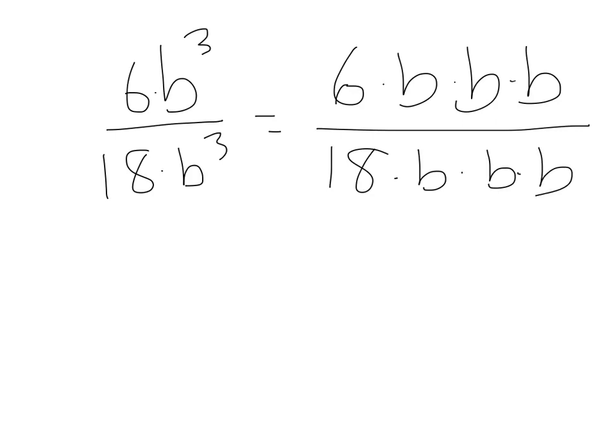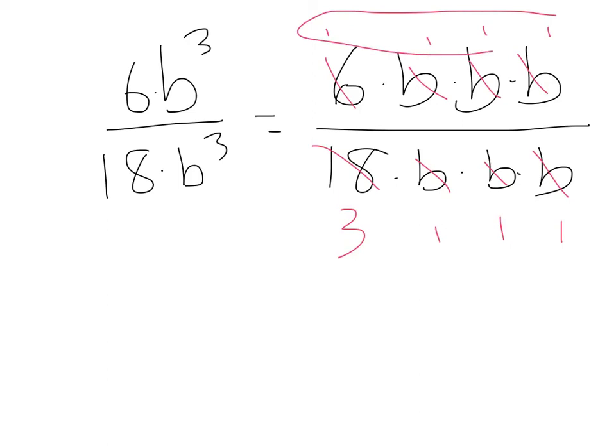Okay, let's go through and simplify. B divided by b is 1. Now I've got 6 and 18. Before, I was doing it with the bigger number in the numerator and the smaller number in the denominator, but now I've switched that up on you. Still the same rules though. How many times does 6 go into 6? 1 time. How many times does 6 go into 18? 3 times. Now if you multiply out everything that's left in the numerator, 1 times 1 times 1 times 1 is 1. On the denominator, 3 times 1 times 1 times 1 is 3. So our answer is 1/3.